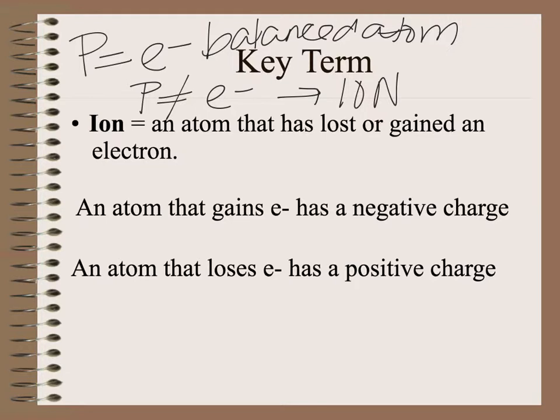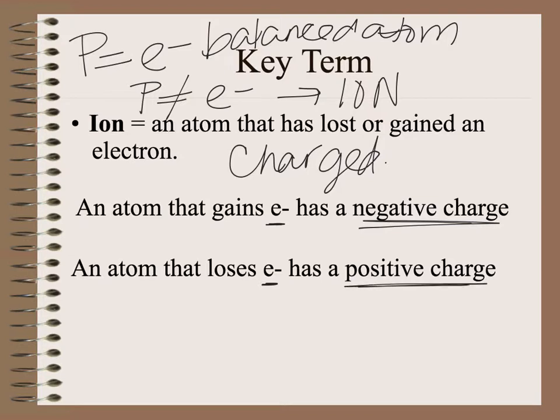This also means that since electrons are negative and protons are positive, and now one might be more than the other, I'm going to start to see a charge. So ions are also charged. If I've gained a negative electron, if I have more negative electrons than positive protons, then my overall charge is going to be negative. If I lose electrons, now I'm going to have more positive protons than negative electrons, so my overall charge is going to be positive.